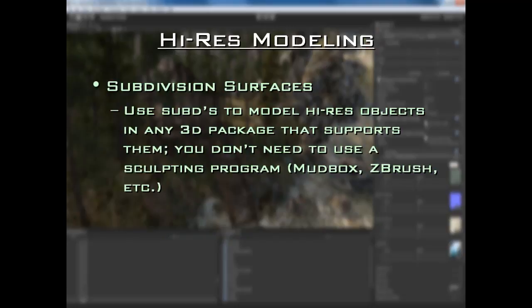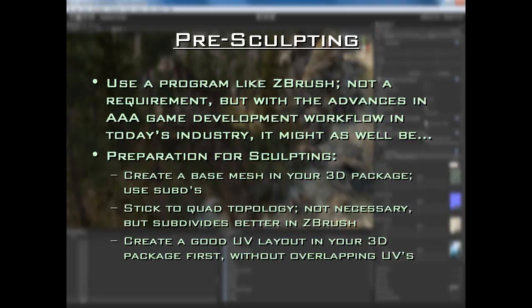This isn't a necessity. It's not really a requirement. However, this is what I recommend, using subdivision surfaces to get your high-res modeling done. Okay? You can use sub-Ds to model high-res objects in any 3D package that supports them. You don't necessarily need to use a sculpting program like Mudbox or ZBrush or anything like that. It's not a requirement. You can still make a game without that stuff. However, I don't recommend it. Sub-Ds are supported in most major 3D packages nowadays, so 3ds Max, Maya, Softimage, and others out there. You don't necessarily have to incorporate ZBrush into your workflow.